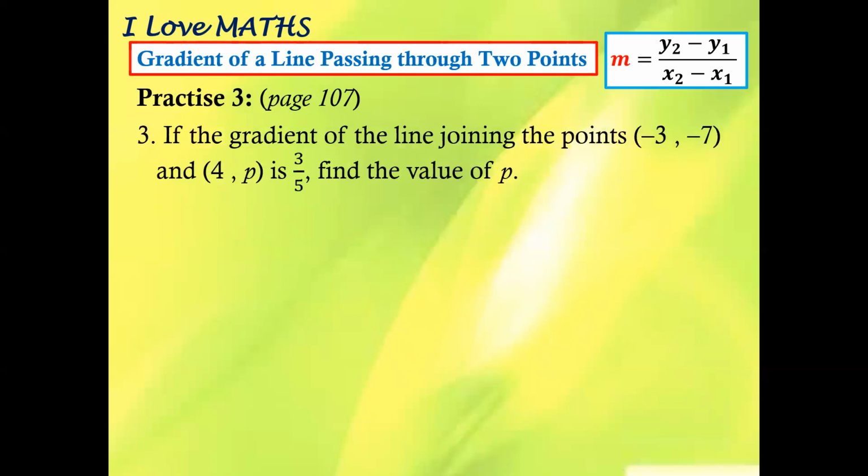Let's have the practice. Get your journal and try to solve this problem. If the gradient of the line joining the points (-3, -7) and (4, p) is 3 over 5, find the value of p. Pause this video and solve the value of p.